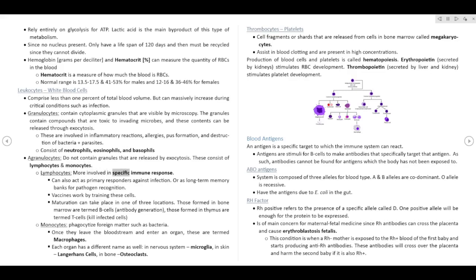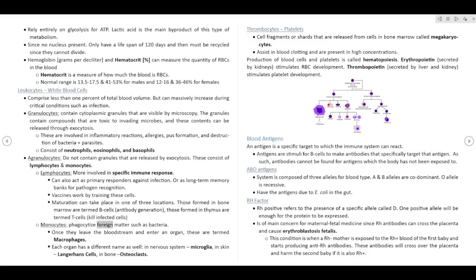Lymphocytes, more involved in specific immune response, can also act as primary responders against infection, or as long-term memory banks for pathogen recognition. Vaccines work by training these cells. Maturation can take place in one of 3 locations. Those formed in bone marrow are termed B cells. Antibody generation. Those formed in thymus are termed T cells, kill infected cells.